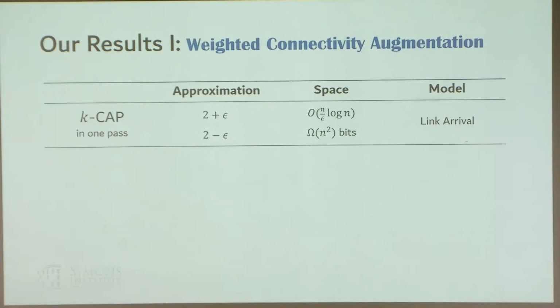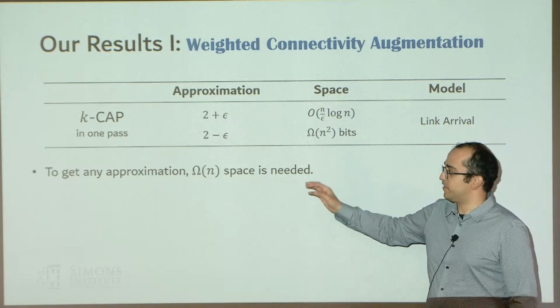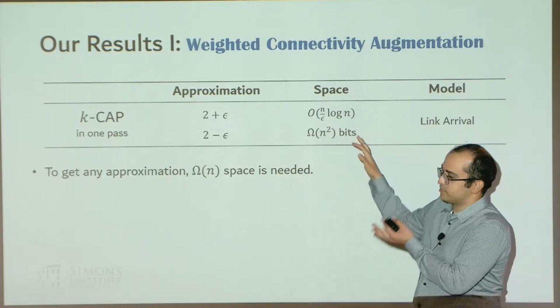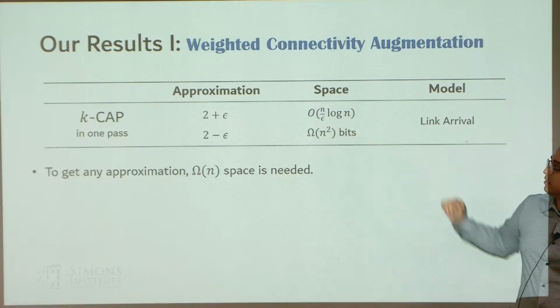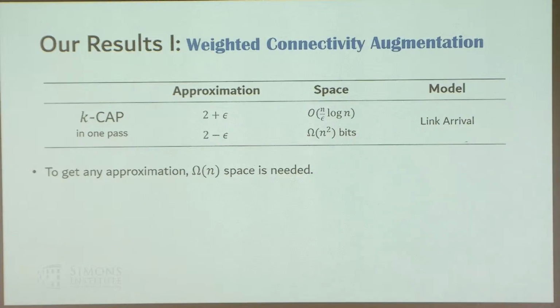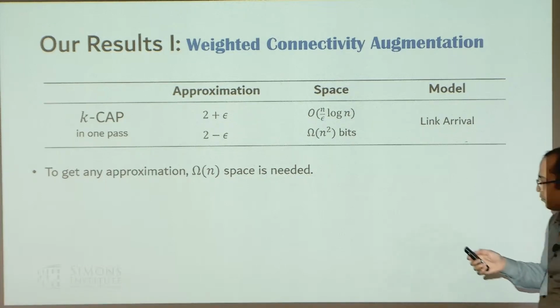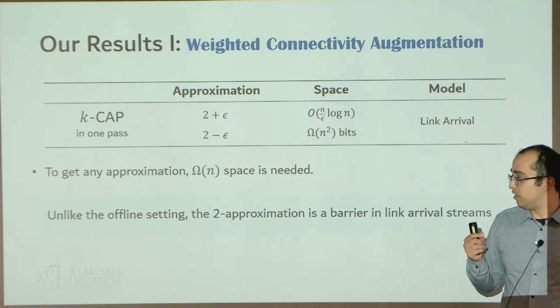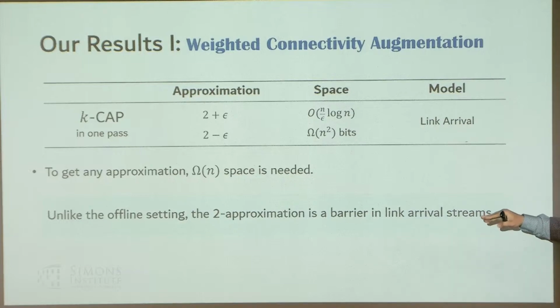Moreover, even if you're okay with losing more in the approximation factor, you still have to pay omega of n in the space. So in some sense, this is the best you can hope for: 2 plus epsilon, and the space is just O tilde of n. An interesting thing to notice is that unlike the offline setting, the 2 approximation is actually the barrier here in the link arrival stream.